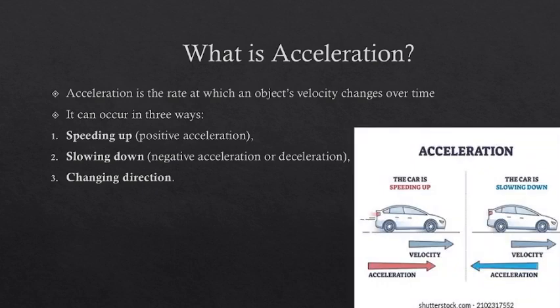The mathematical definition of acceleration is given by delta v divided by delta t, where delta v is the change in velocity and delta t is the time over which that change occurs. Acceleration is a vector quantity, so it has both magnitude and direction. The unit of acceleration is meter per second squared. This means how much the velocity changes, in meters per second, every second.